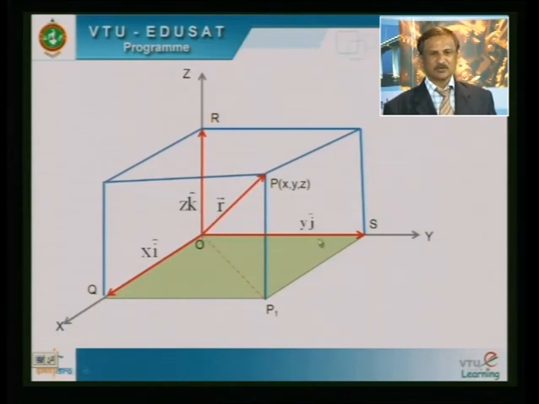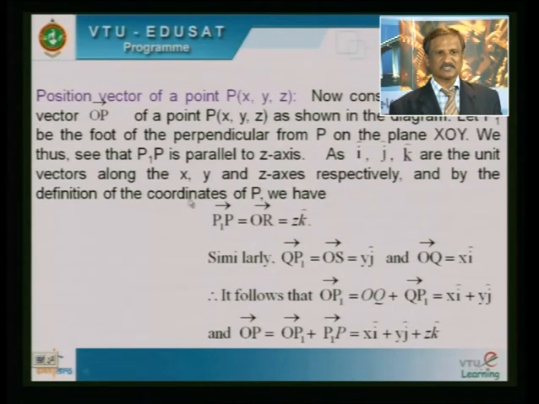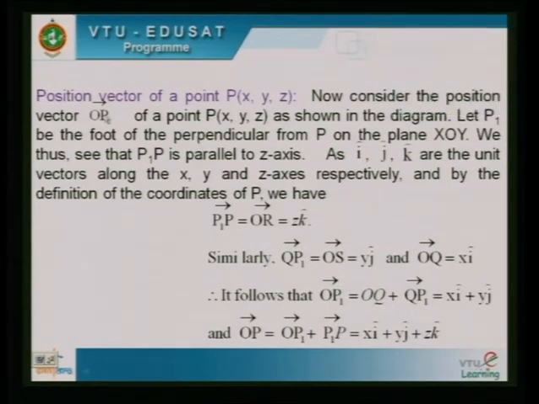And similarly you can consider OS, right? OS is parallel to QP1. So this is yj, and similarly OQ you may call x into i. So you can write down these things. What I wanted to say is: consider the position vector OP of a point P(x, y, z) as shown in the diagram. P1 is the foot of the perpendicular from P on the XOY plane. We thus see that P1P is parallel to the z axis. i, j, k are the unit vectors along the x, y, z axes respectively. So by the definition of the coordinates of a point P, we have P1P equal to OR, that is equal to zk. We have already defined this, no?